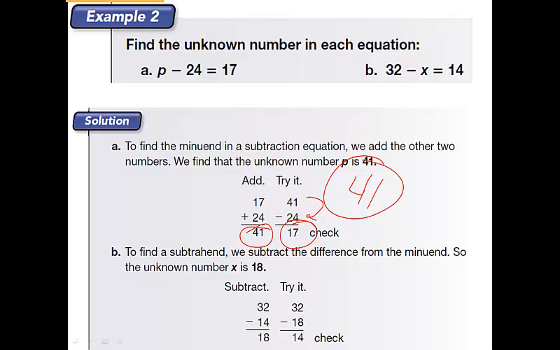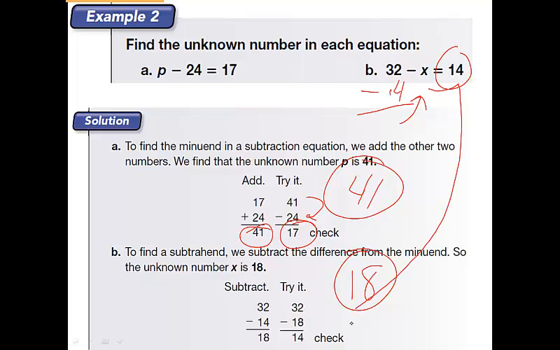In problem B, you're going to have to take the 14 and subtract it from the 32 to find out what x is. And when you do that, you find out that x is equal to 18. 32 minus 14 is 18. And if we check those two, we take 32 minus 18, we see that we come up with the same 14 here that we started out with.